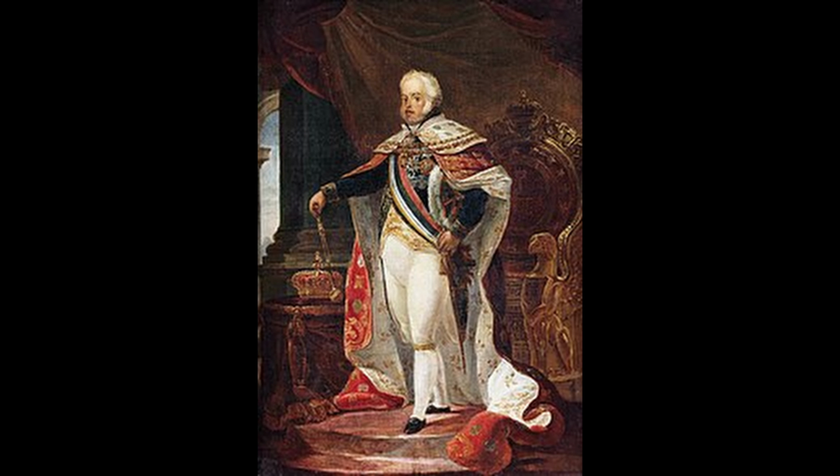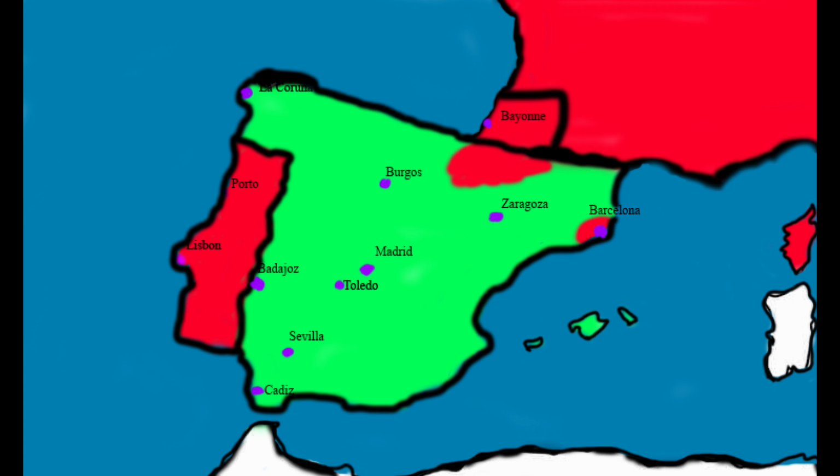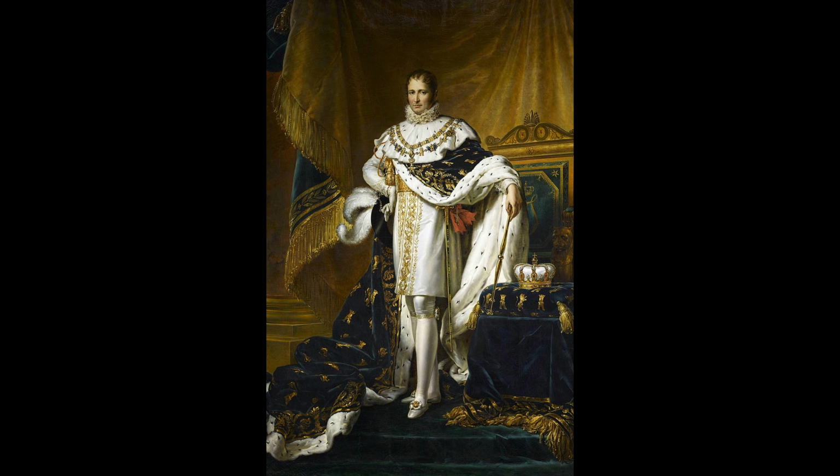He invited the father and his son to Bayonne, where he made them renounce the Spanish throne and appointed his brother Joseph Bonaparte as King of Spain. Between those events, France also occupied Madrid on the 2nd of May of 1808. Madrid's citizens rebelled against the French rule, but this uprising was soon suppressed by Joachim Murat.